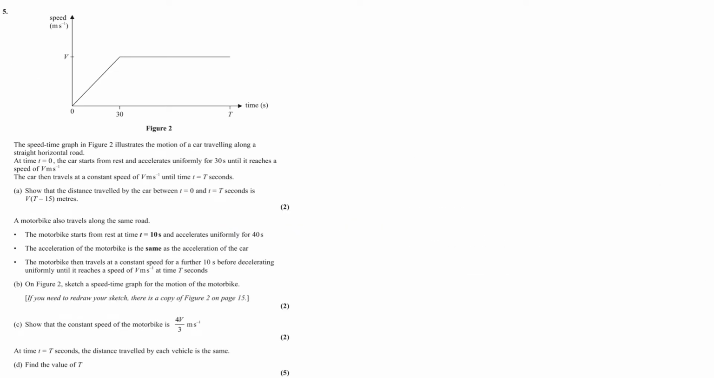Okay, so for this one, we've got to show the distance. So the distance is the area under the graph. So that's 30, that's V. And then this is T minus 30. And obviously it's a height of V there. So our distance is 30V over 2 plus T minus 30 times V.